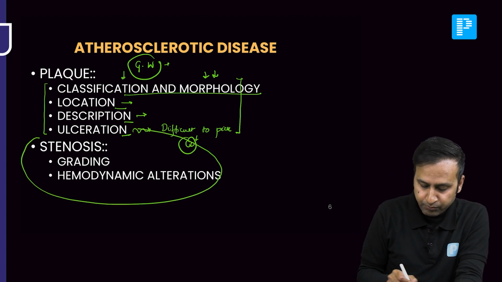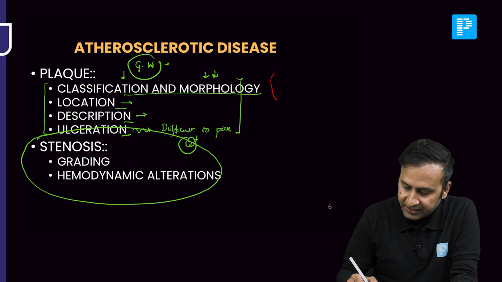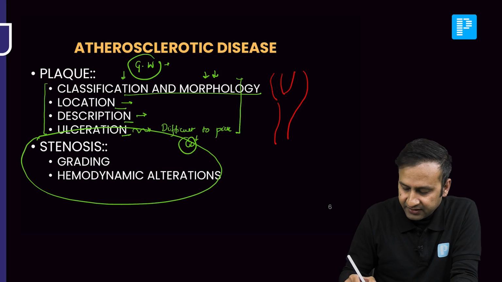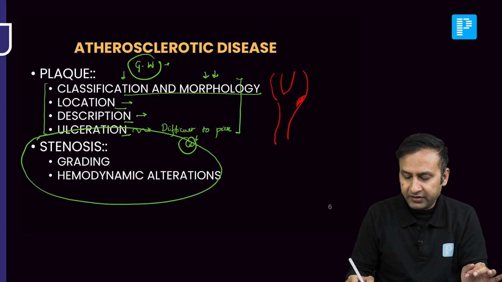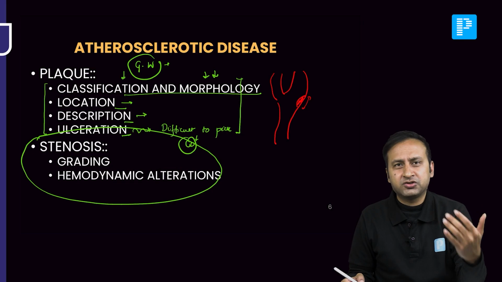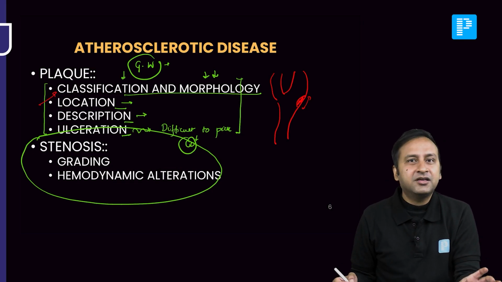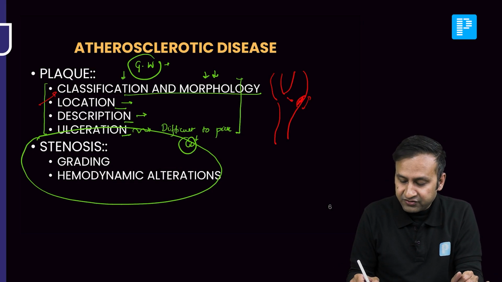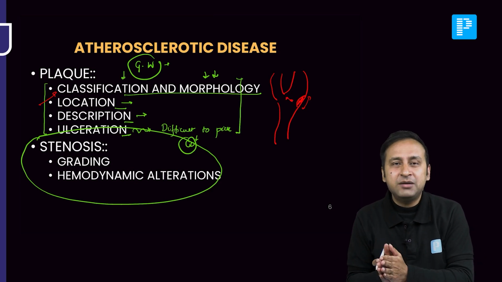Then comes the most important part, that is stenosis. Now, let us, for example, imagine a situation in which you have this carotid circulation, and inside the carotid, you have a plaque here. You describe it very beautifully about the length, about its location, about its morphology, and about its classification. But you don't tell anything about the luminal characteristics, that is, whether the lumen is being occluded or not. Does it make any sense to anybody?